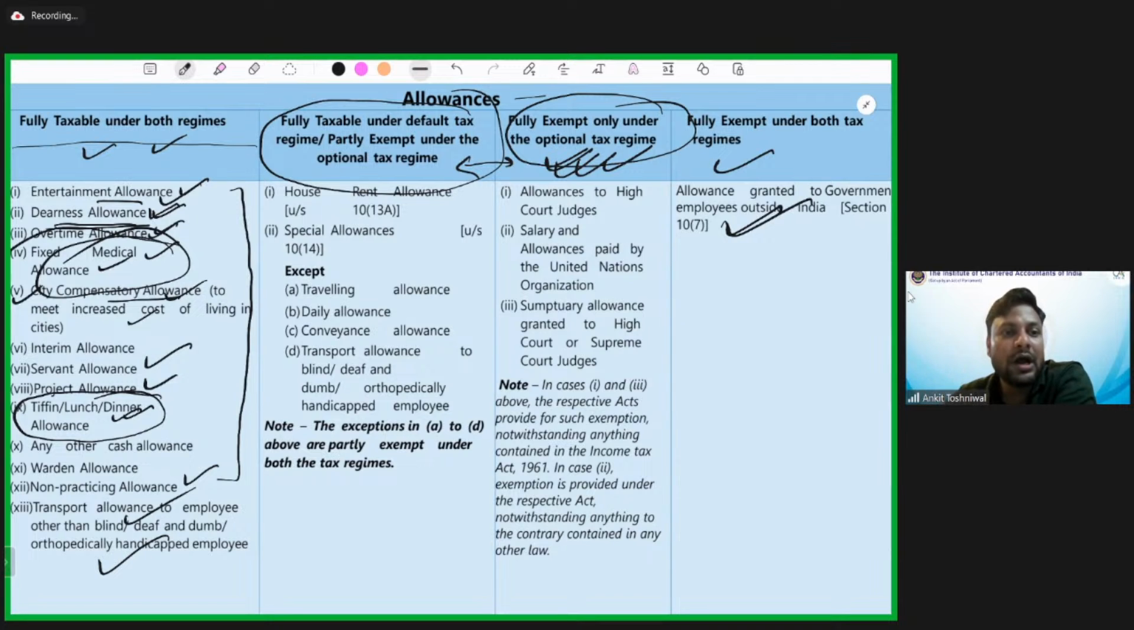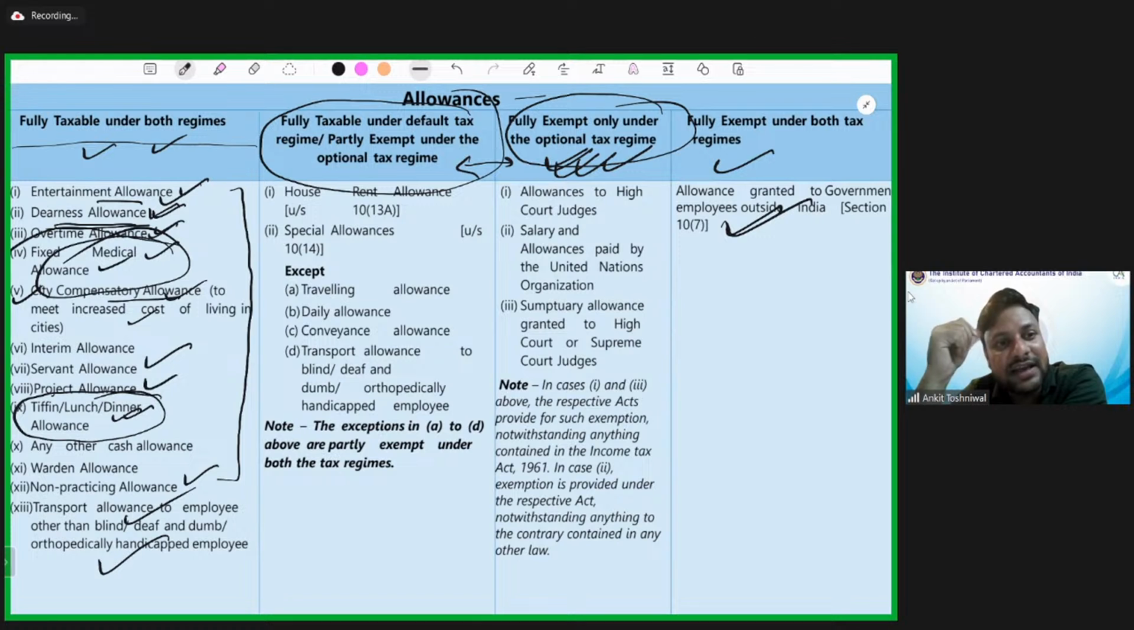Number one, allowance to the judges of Supreme Court or High Court. Sumptuary allowance. Sumptuary means legal advice allowance. Any allowance for the legal advice to the judges of the Supreme Court or High Court is fully exempted under the old regime, only when you are opting the old regime. If you are opting the new regime, then still it is not clear whether it is exempt or not. So we have to give two answers here.